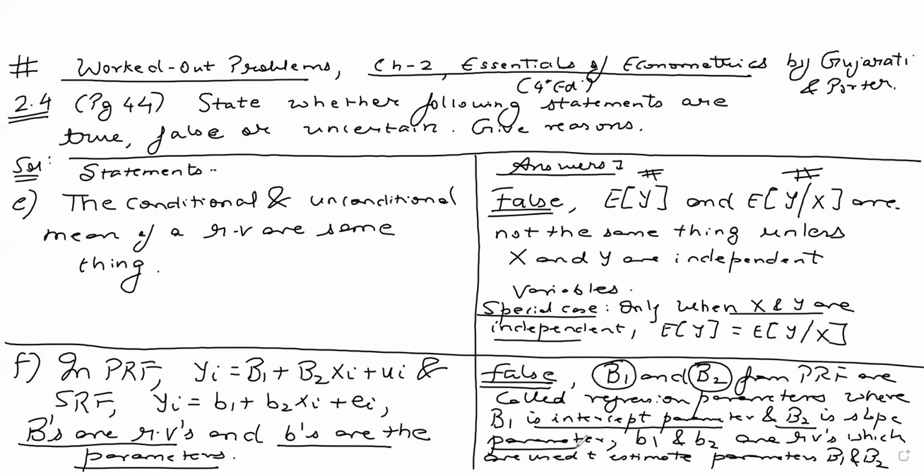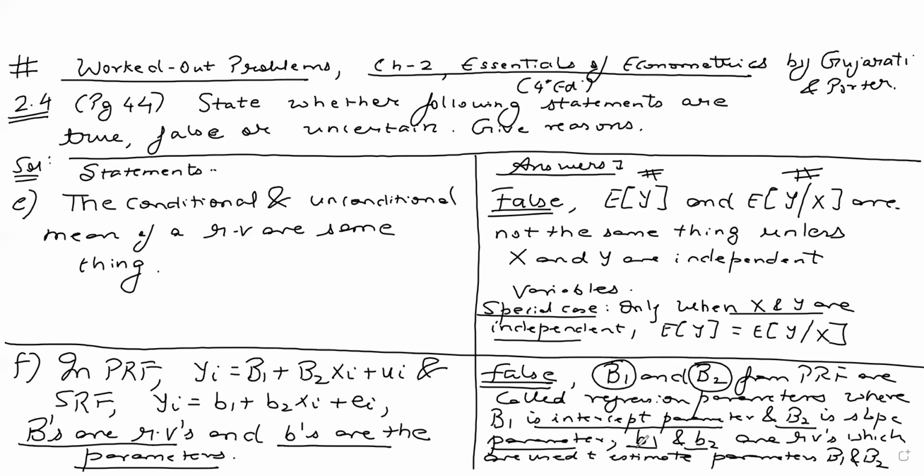Small b1 and small b2 are going to have a whole distribution attached to them, and they will be used to estimate capital B1 and capital B2. So small b1 and small b2 are actually the variables. Let me correct myself: small b1 and small b2 are the random variables which are used to estimate the parameters capital B1 and capital B2.